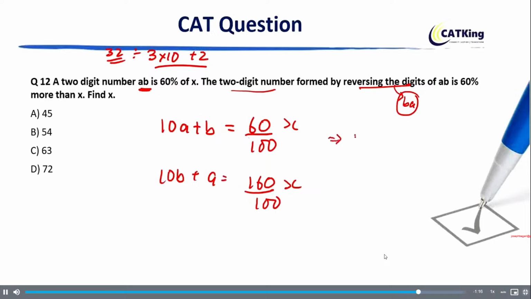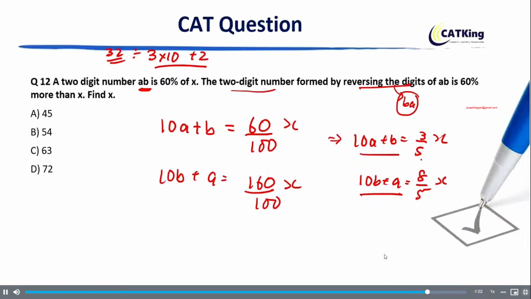First thing that I can see is, if I'll write it like this, that is 10A plus B equal to what? 3 by 5 x. Also 10B plus A equal to 8 by 5 x, correct? This is an integer. RHS has to be an integer. So x should be a multiple of 5, guys. Right? X should be a multiple of 5 because there is 5 in the denominator, right? So x should be a multiple of 5. Then only RHS will be an integer.